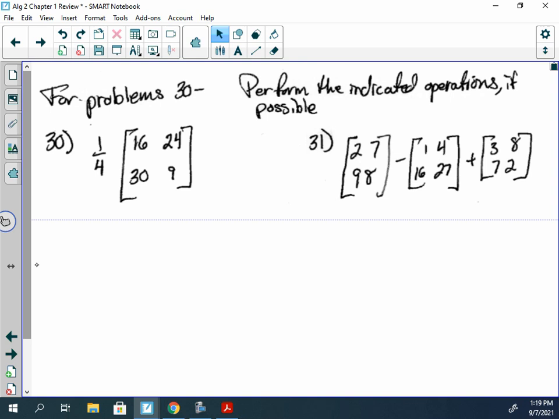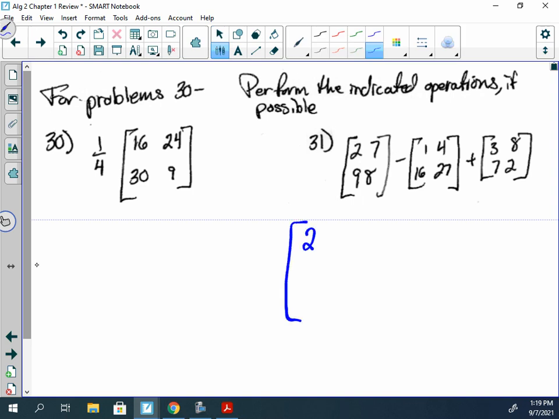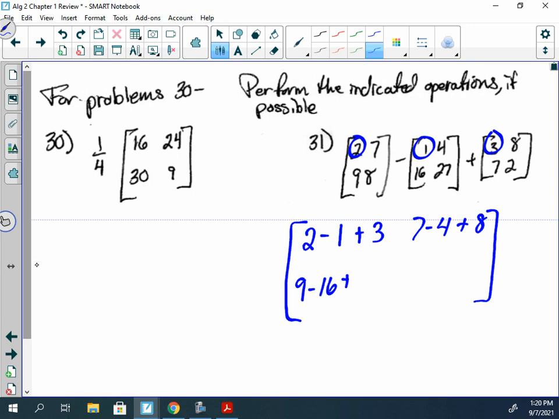So if the dimensions are the exact same, we add or subtract like elements. So what would we be adding and subtracting here? So 2 would be what? 2 minus 1 plus 3, because these are all the same element, and we're just using the operations in the middle. Now the next one we can have is 7 minus 4 plus 8. And here we would have 9 minus 16 plus 7, and then we would have 8 minus 16 plus 2.